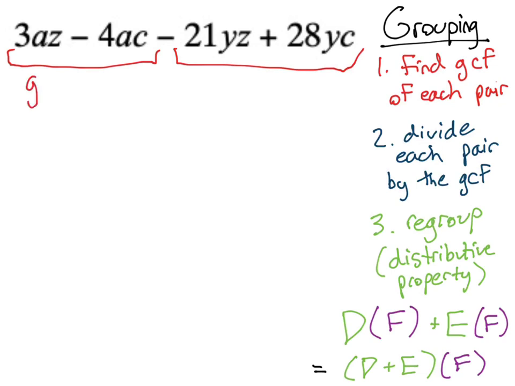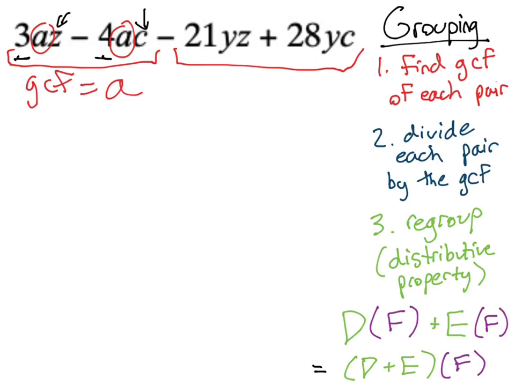So if we start with this first pair on the top left, the greatest common factor could include numbers as well as variables. So if we look at these numbers, 3 and 4, the only common factor those share is 1. So there's not any number that we can divide those both by. But there is a variable that both of these terms have in common. They both have the variable a. We cannot factor out anything with z or c because that is not a common factor that both of those terms share. Only one term here has z and only one term here has c.